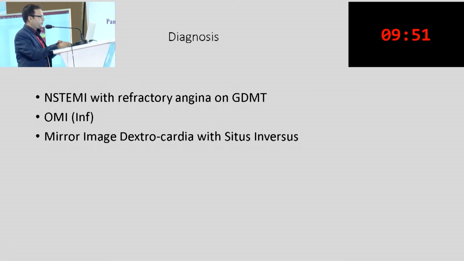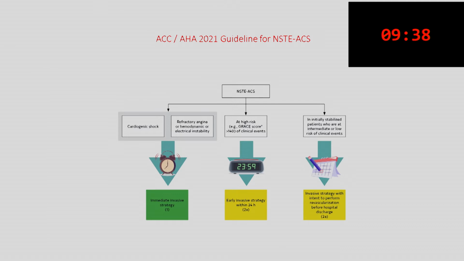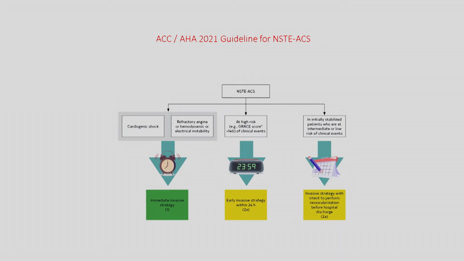So my diagnosis was non-STEMI with refractory angina. The patient had ongoing chest pain despite maximum medication, with old MI inferior, and mirror image dextrocardia with situs inversus. According to the ACC/AHA guideline 2021 for non-STEMI, if the patient has cardiogenic shock or refractory angina or hemodynamic instability or electrical instability, we must do the invasive strategy within 2 hours or as soon as possible.